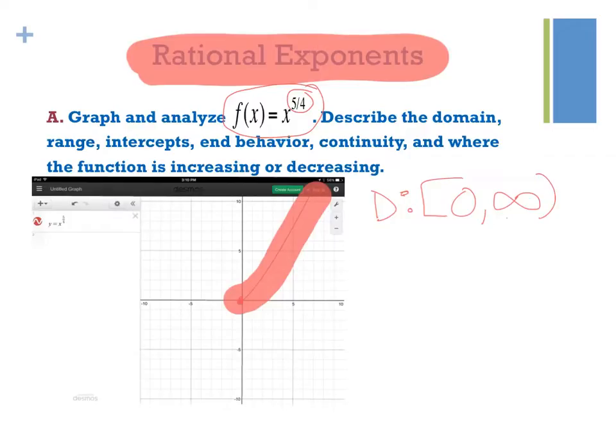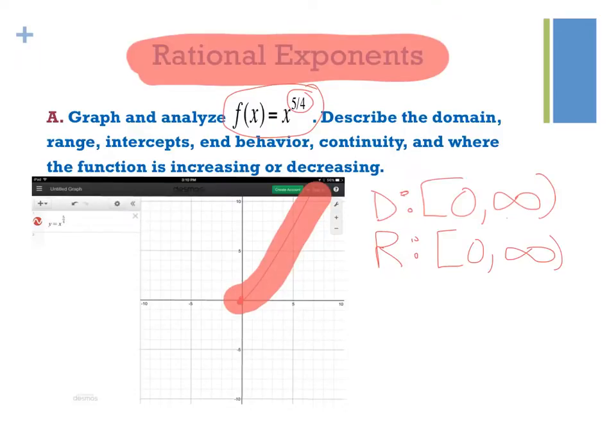And if you are looking at the range, since the y value is the lowest at the origin, you can also say your range is 0 to infinity. And we're going to include 0 because if I input 0 to the table, 0 to the 5/4 power is actually 0.